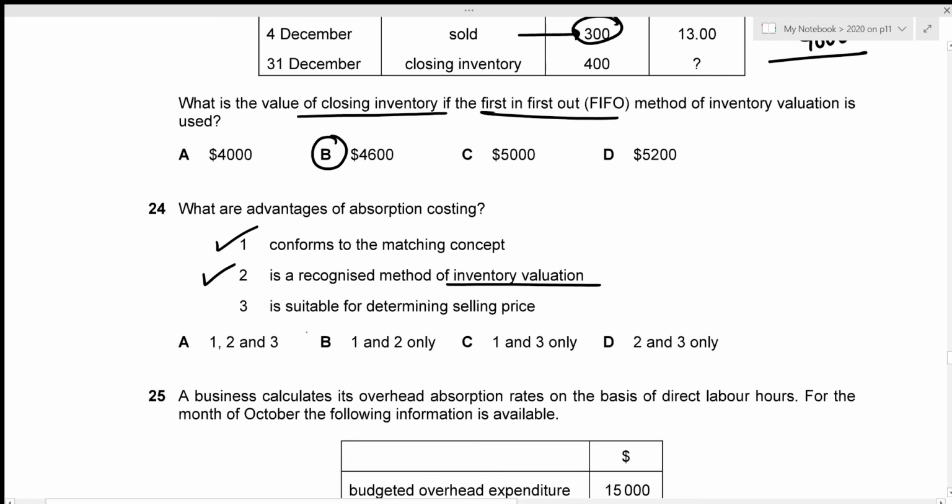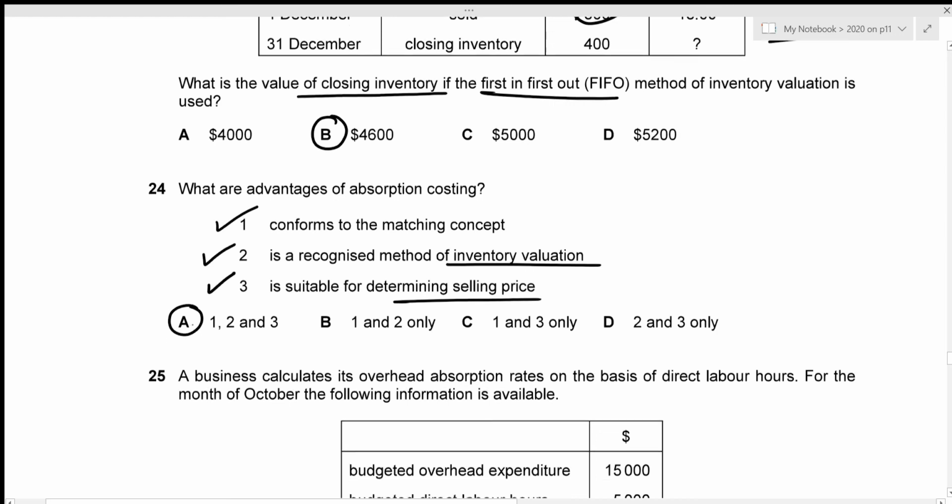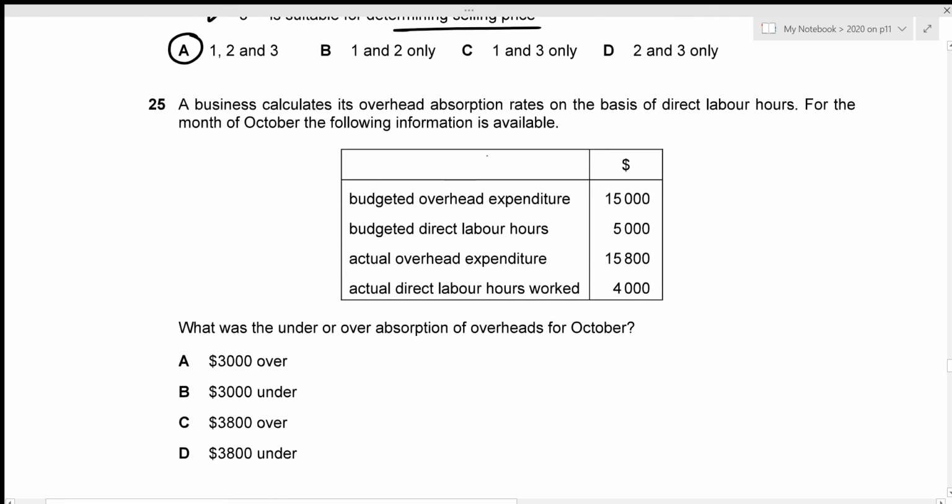Then the third one is it is suitable for determining selling price, which is absolutely true. So our correct answer should include 1, 2, and 3, and that is given in option A. That's the right answer. Now we can move towards question number 25. A business calculates its overhead absorption rates on the basis of direct labor hours. For the month of October, the following information is available. So the budgeted overhead expenditure is 15,000, and the direct labor hours it corresponds to is 5,000 hours. Then we have the actual overhead expenditure of 15,800, which corresponds to the direct labor hours worked of 4,000.